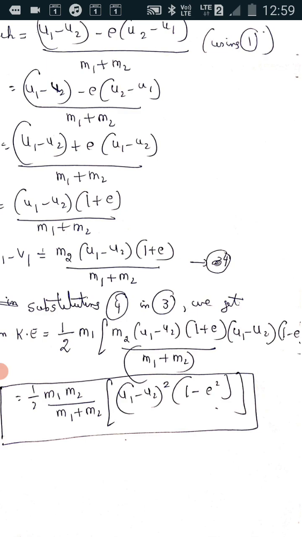So the final result is half m1 m2 by m1 plus m2 into u1 minus u2 the whole square into 1 minus e square. That's all.